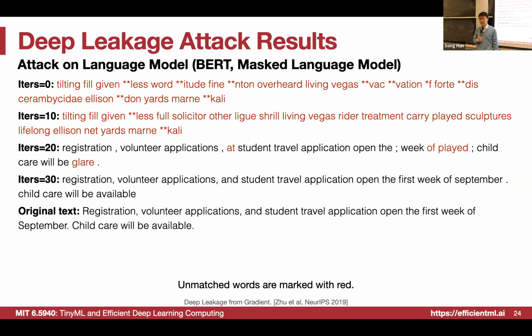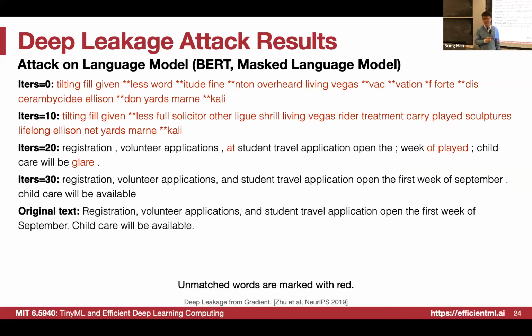It works well not only for vision tasks, but we can also attack a language model. Here we show the result on BERT. We learned that BERT is a masked language model. At iteration 0, it's going to say "a tiling field given less word something fine." It is not correct. It's randomly initialized.